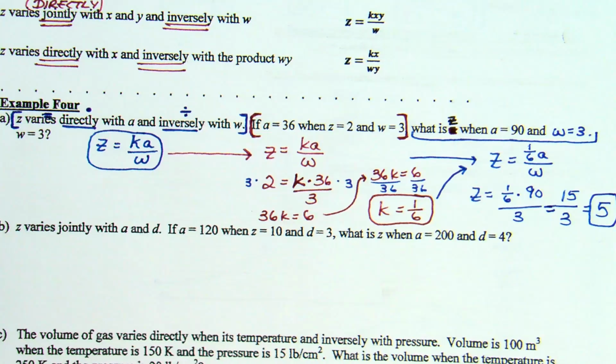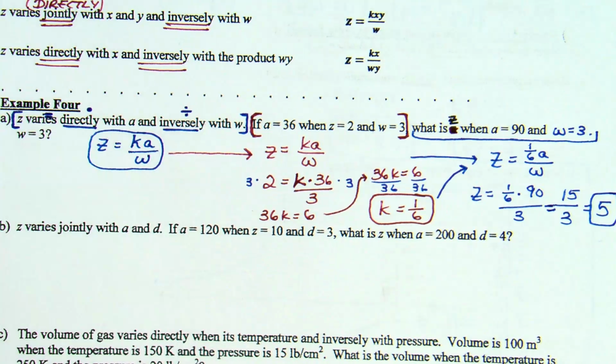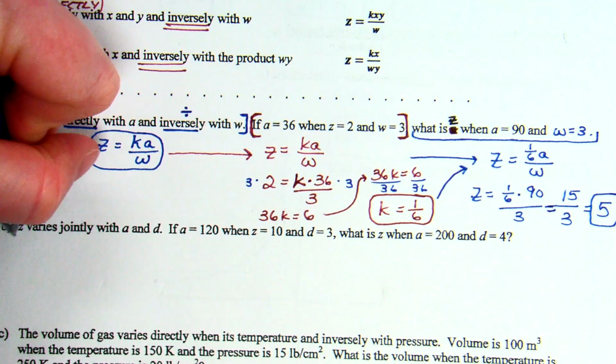Z varies jointly with A and D. If A equals 120 and Z equals 10 and D equals 3, what is Z when A equals 200 and D equals 4? I don't know about you, but when I read it like that, it's a blur of information. That's even me, the math teacher, saying that. So, break it down. What's the first part I need to think about here?